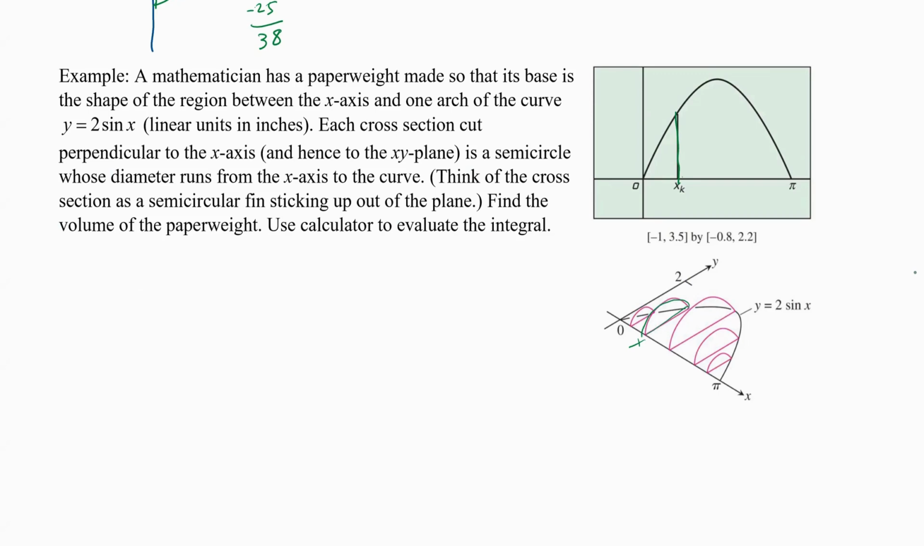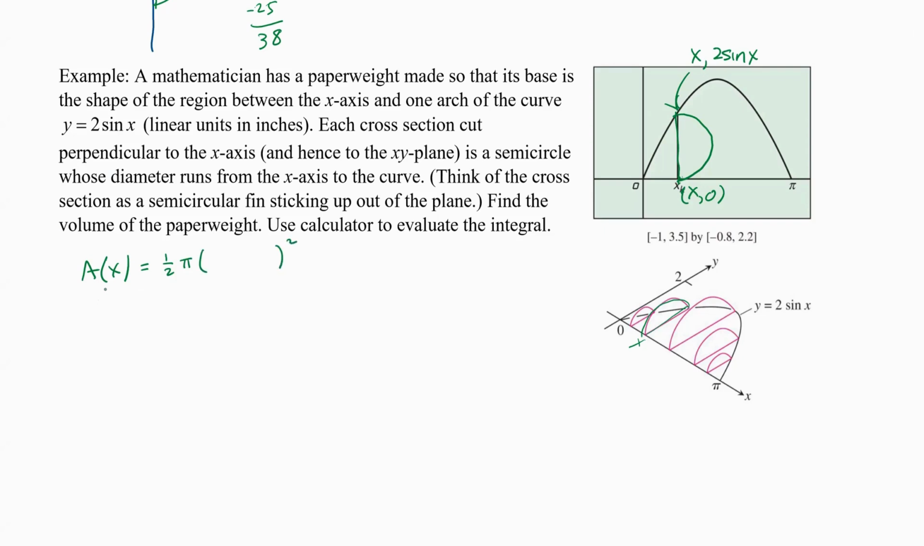But if I take that cross section, I can lay it down onto the paper. And so we kind of see that cross section. Here's my arbitrary x. This is x comma 0. This location right here is x comma 2 sine of x. Let's talk about the area of that cross section. It's a semicircle. So it's 1/2 pi r squared.